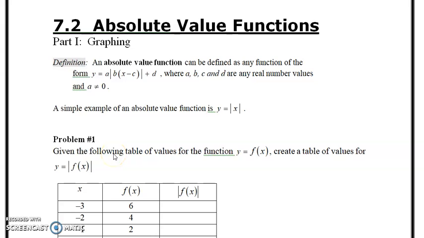Hello everybody, welcome back. Today what we're going to be looking at is 7.2 absolute value functions. In part 1 we're going to do some graphing.